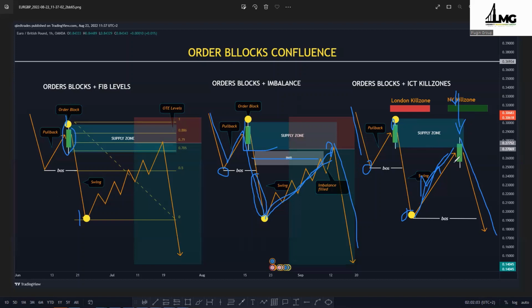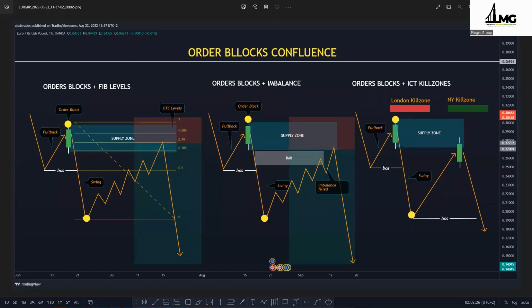So these are the three confluences with order blocks that I usually look out for. One with OTE levels, another one with imbalance, another one with ICT Q zones. So I make sure that I'm looking for any of these reasons to why I should enter a trade. So let me jump into the charts and show you guys how I build confluences on a real chart.